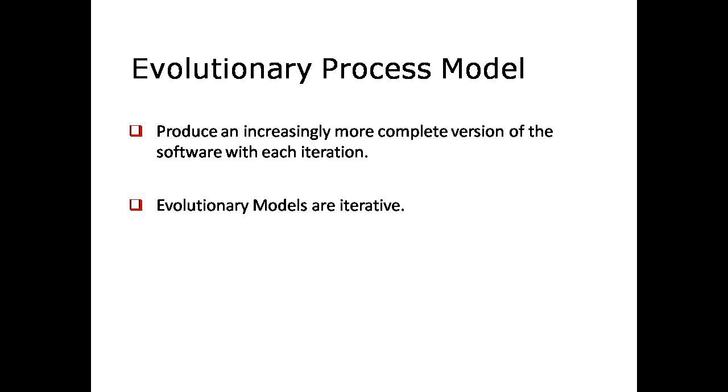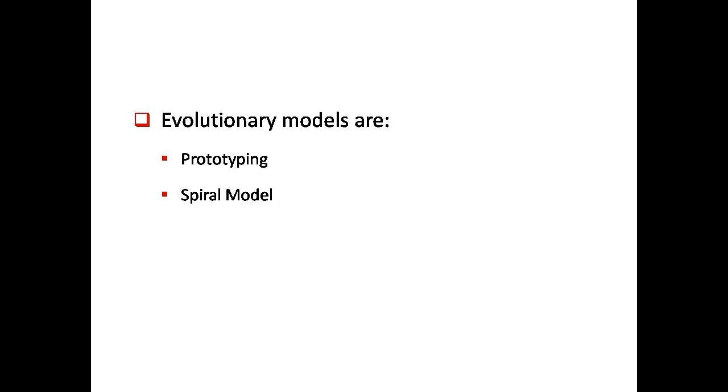There are several types of evolutionary process models. The two popular evolutionary process models are the prototyping model and the spiral model. Let us discuss each of these models in detail in this class. First, let us discuss the prototyping model.